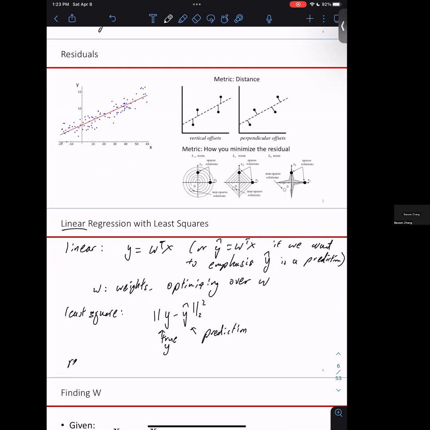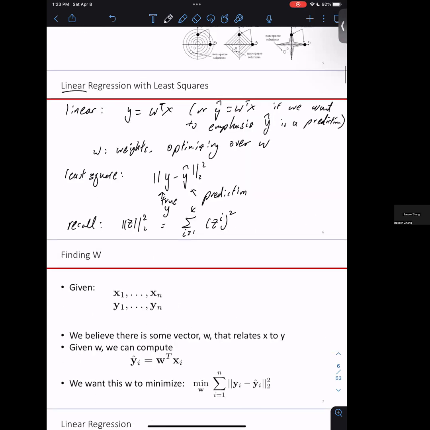So recall the definition of a vector squared norm. This is simply a summation of all the components. You square each component, you add it up. So the goal is to find the weights: you're given x1 to xn, you observe the data y1 to yn, and you compute this vector w. You ask, what is the vector that relates x to y and in fact minimizes error? So you want to find this weight.